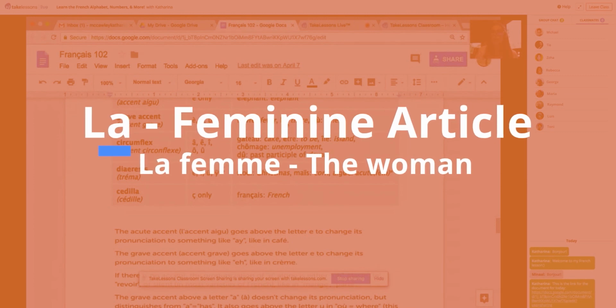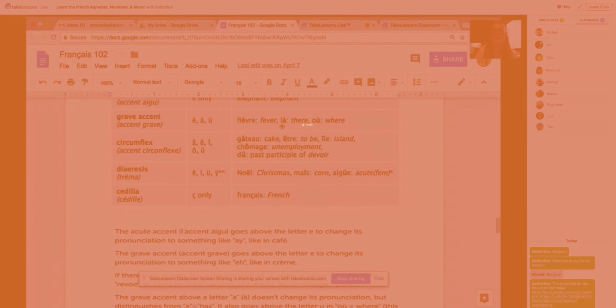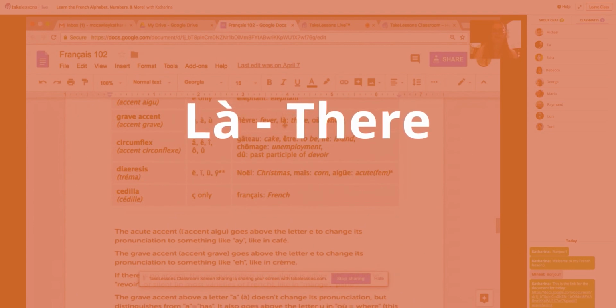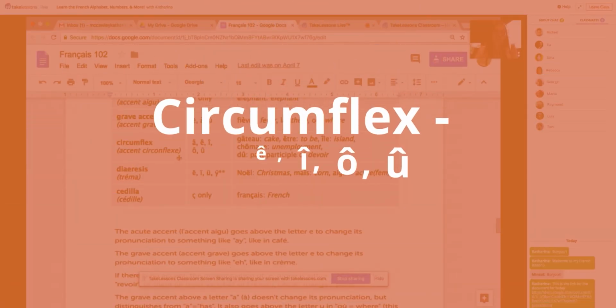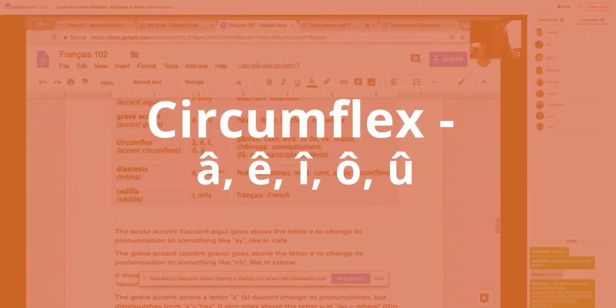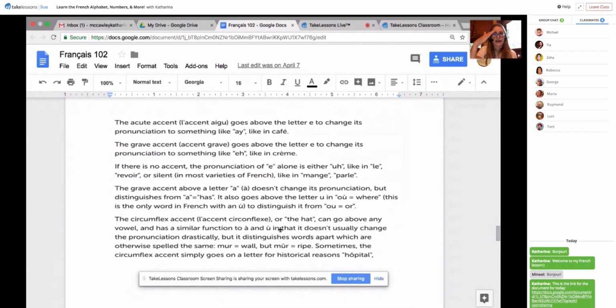It's a female article, for example, la femme, the woman. If we have it with an accent grave, it means there. So sometimes it's used for pronunciation, but then you also have the cases when it relates to a different word. Then we have the accent circonflexe, which is like a little hat on top of the vowels. That has a similar function like the A and the U with the accent grave, and it doesn't change the pronunciation, but it indicates another word.